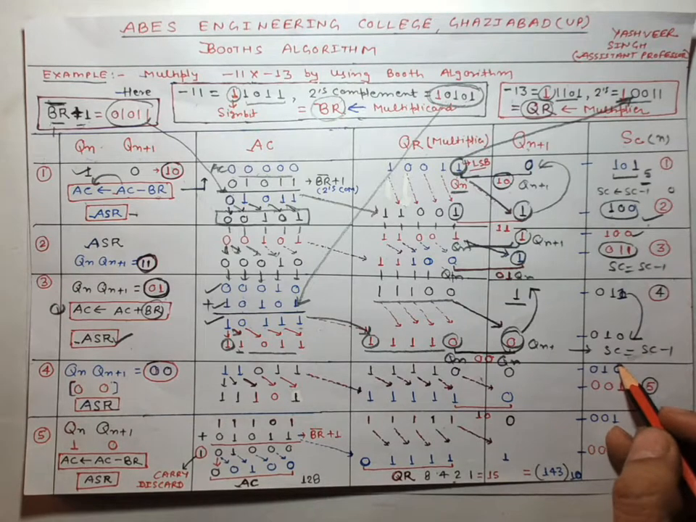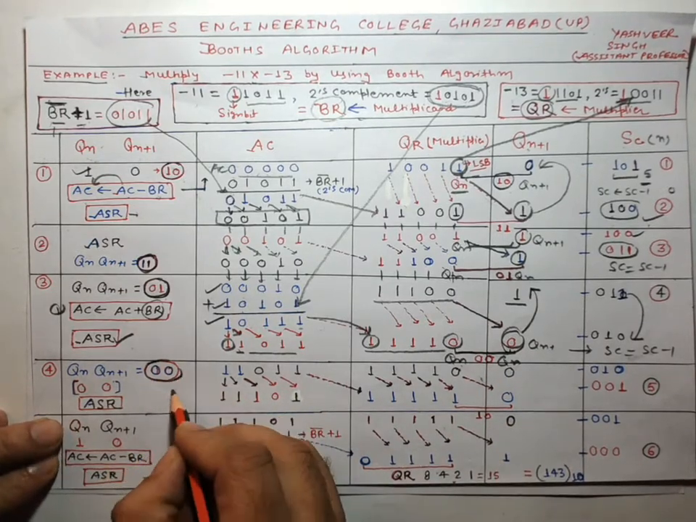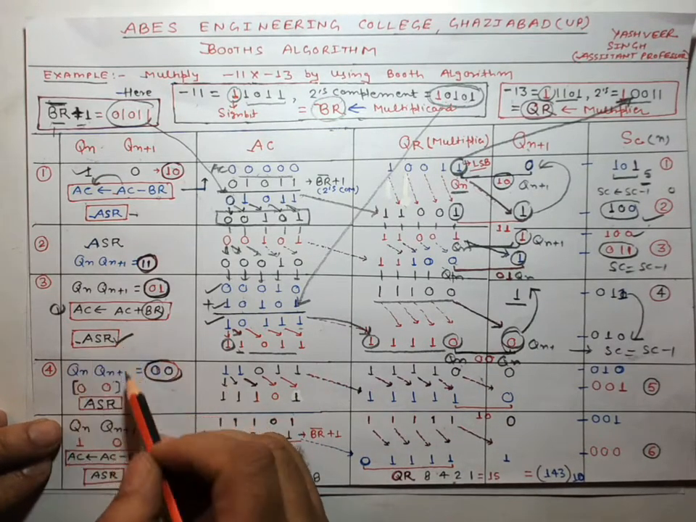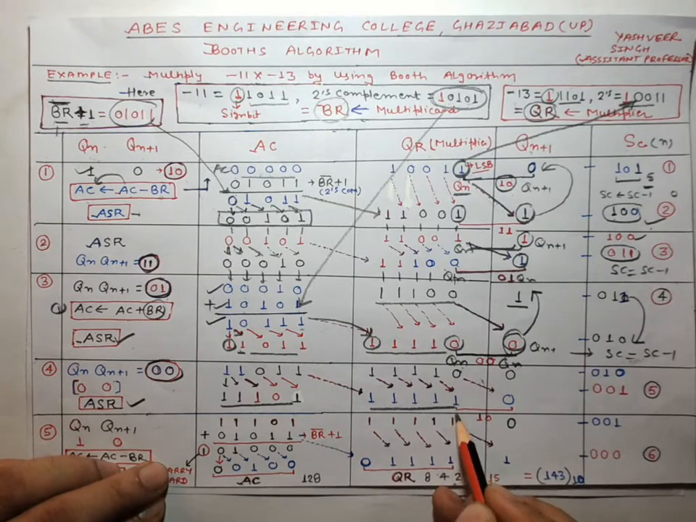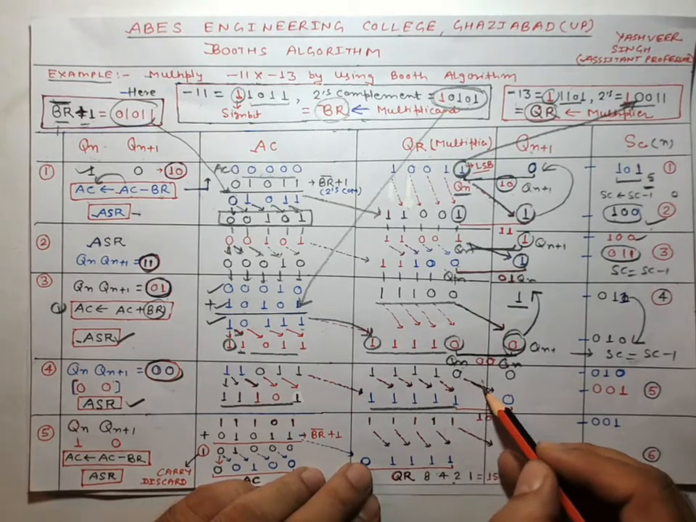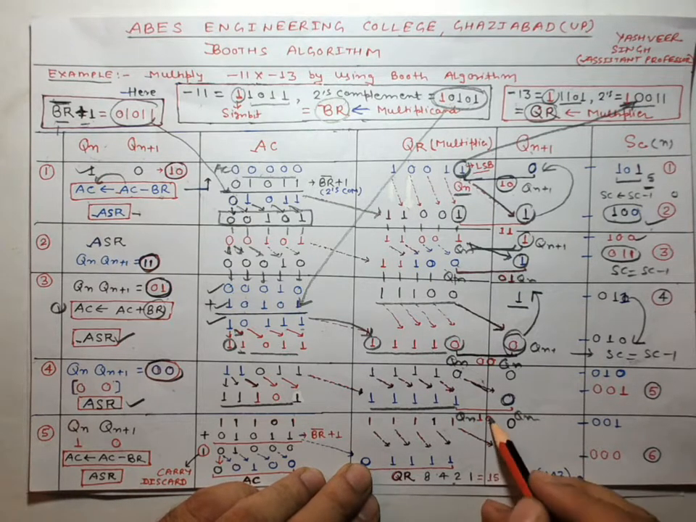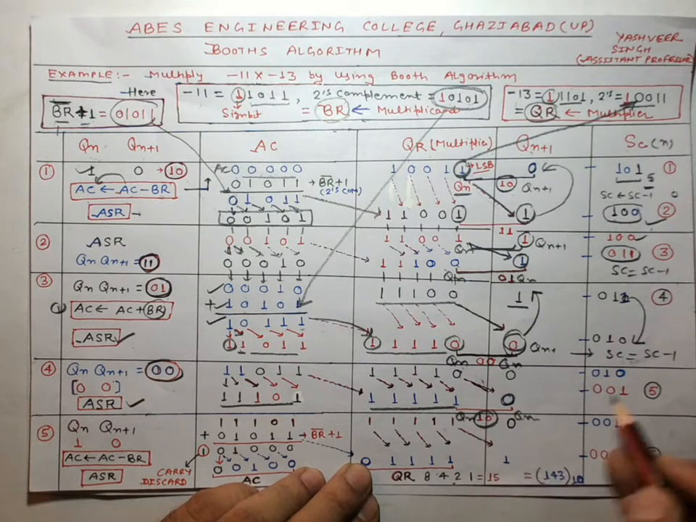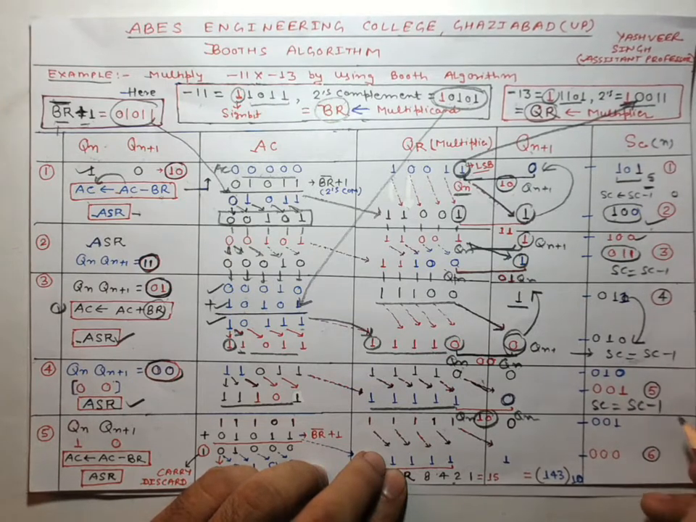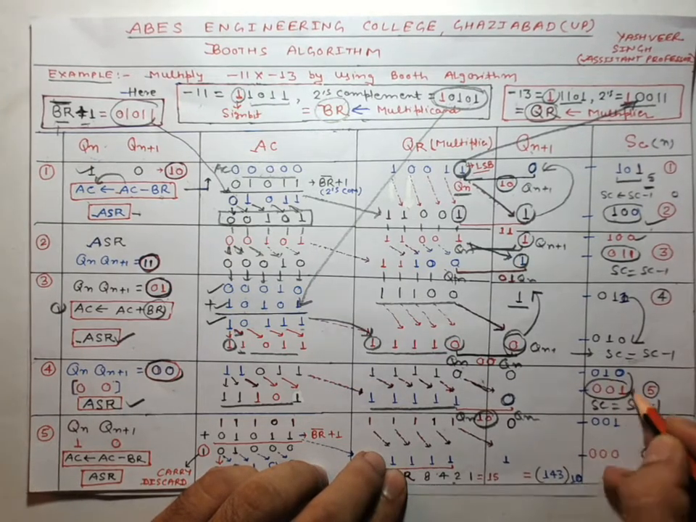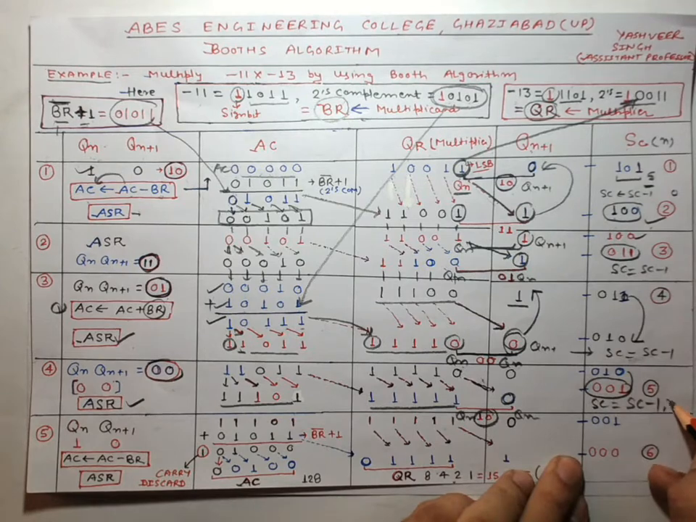Now we will go to the next step. Now we have Qn and Qn plus 1 as 0 0. In this case, we skip these two steps. We only have to follow arithmetic shift right like this, okay. Then 0 is shifted to the right here, then Qn is this and Qn plus 1 is this, okay. The new value of Qn plus 1 is 1 0, and the sequence counter becomes sequence counter minus 1. 2 minus 1 equals 1 here, okay. Then we will go to the next step until the sequence counter, it means n, equals 0, okay.